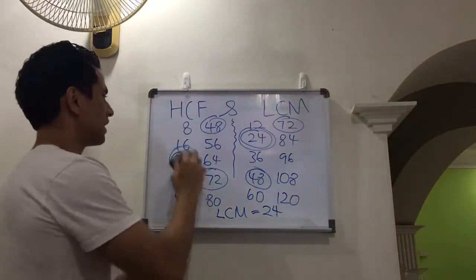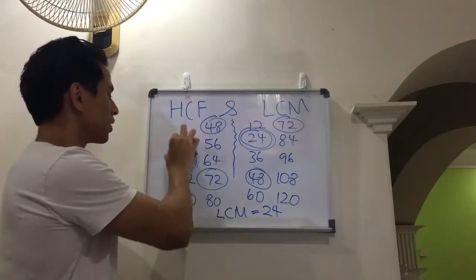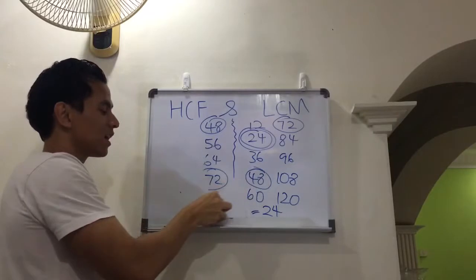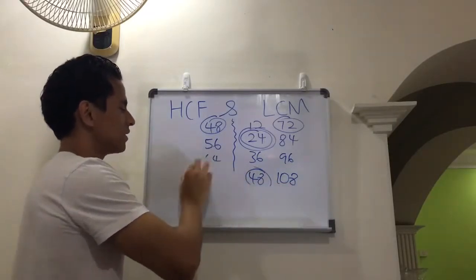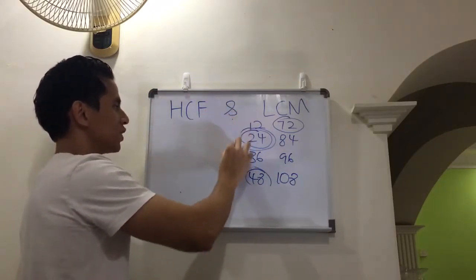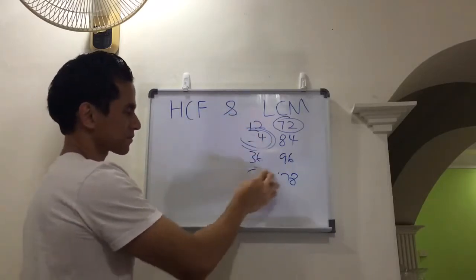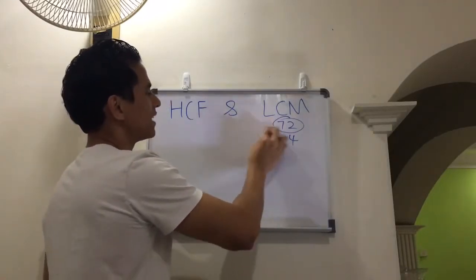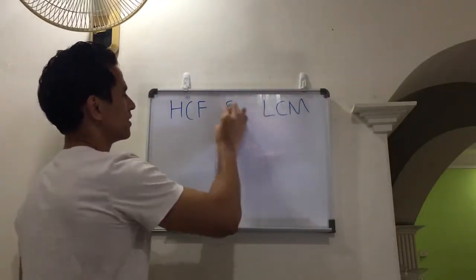Now, is it always going to be this tedious to find the HCF and LCM? No. There are many shortcuts to make things easier for ourselves. There are 2 ways to solve for HCF and LCM. In this video, I'm going to teach you what I call the lineup method. The other method is called the ladder method, and I will cover that in another video.